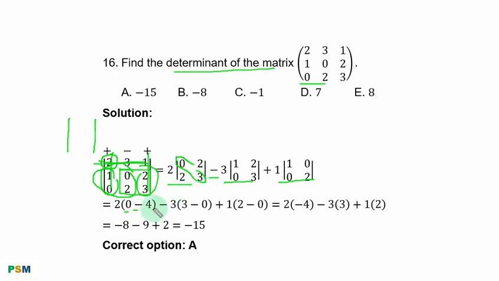2 times 2, you have 4. Then minus 3, bracket open, 3 times 1 is 3, minus 2 times 0 is 0, plus 1, bracket open, 2 times 1 is 2, minus 0 times 0, you have 0. When you simplify further, you have this result, and you have minus 8 minus 9 plus 2, that is minus 15. The correct option is A.